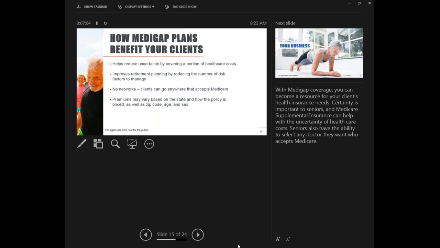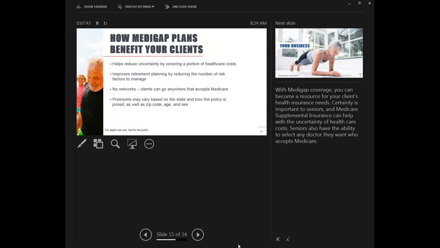And so how do Medicare supplement plans benefit your client? It helps reduce the uncertainty by covering a portion of healthcare costs, and improves retirement planning by reducing the number of risk factors to manage. There are no networks, so anywhere that accepts Medicare is going to accept a Medicare supplement policy. It's a fairly common question we get on our sales desk, which Kevin gave you earlier in the presentation, whether or not a procedure is covered by a Medicare supplement policy. We as the carrier don't make that decision. As long as it's a Medicare-approved procedure, then we're going to cover the gaps.